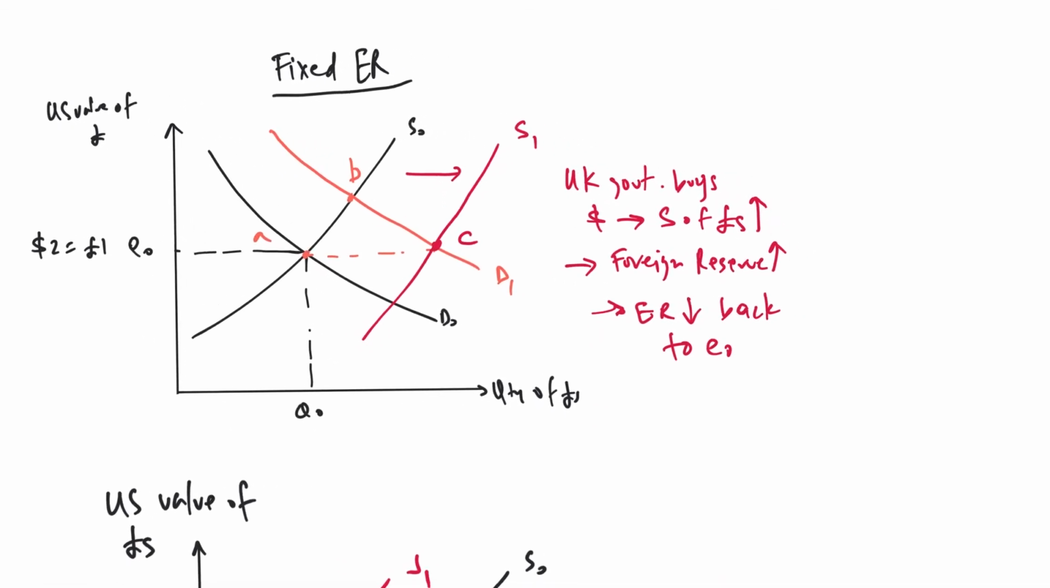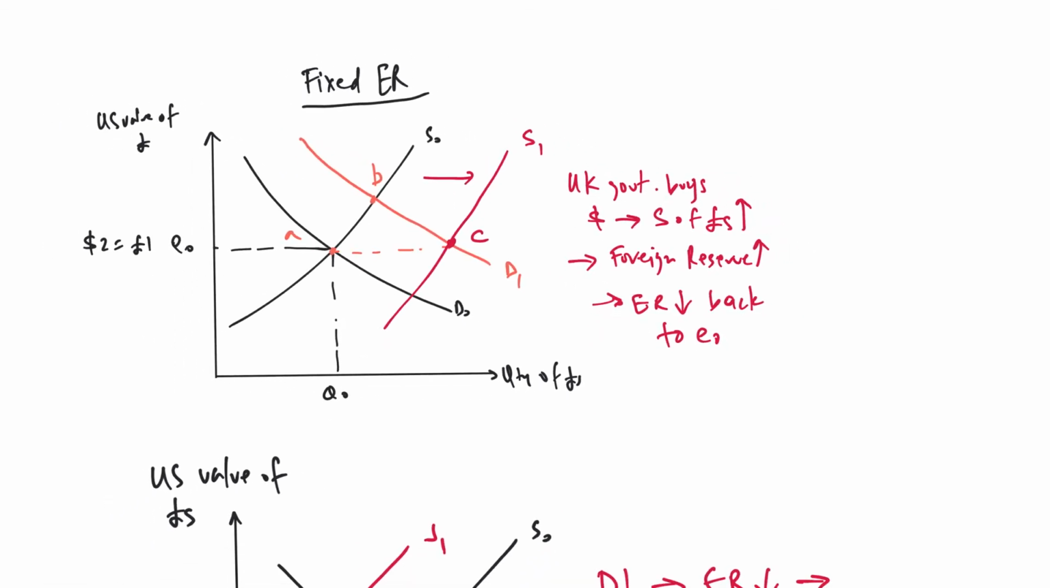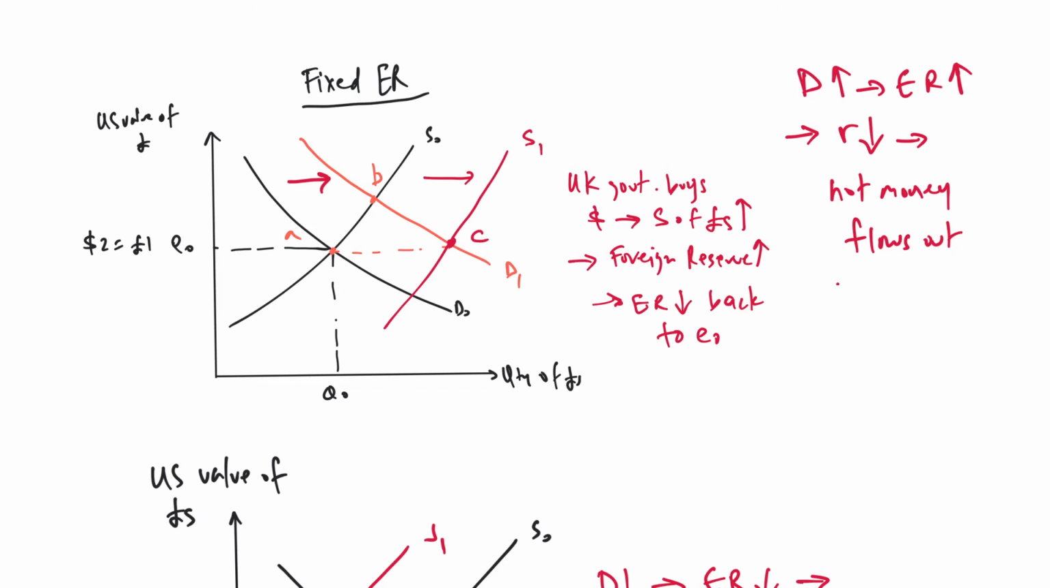Another way we can manipulate our fixed exchange rate regime is by what we call interest rates. So let me give you a scenario of interest rates. We know that in this case, if the demand is going up and our exchange rate has gone up, what we can do is lower the interest rate. When the interest rate goes down, we know that hot money flows out, and that will make my exchange rate go down.